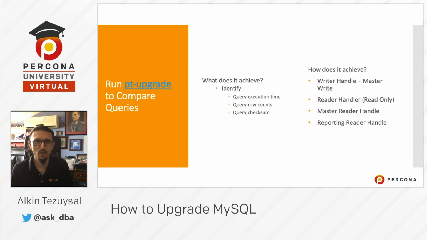Utilizing pt-upgrade is one way of achieving some results of identifying query execution time, query row counts, and query checksum. How does it achieve this? Basically, you have some options to set up this tool, running the slow query log and running the pt-upgrade tool by capturing the writer handle, reader handle, master reader handle, and reporting reader handle outputs. And then you can analyze this data to verify you're not going to be losing any features or having issues with your query timings at your new version.